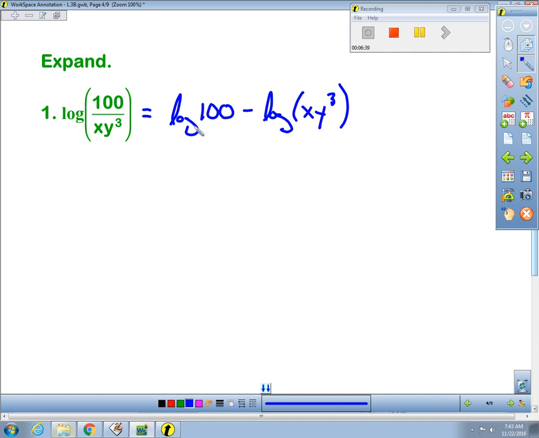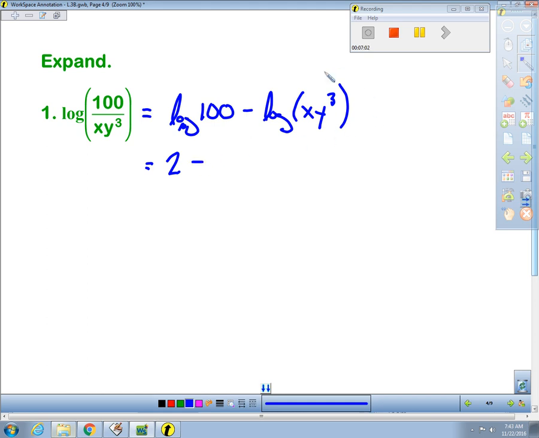Now I'm going to remind myself that this is base 10. This is the log base 10 of 100. What is the log base 10 of 100? 10 to the what power is 100? That would be 2. Minus.